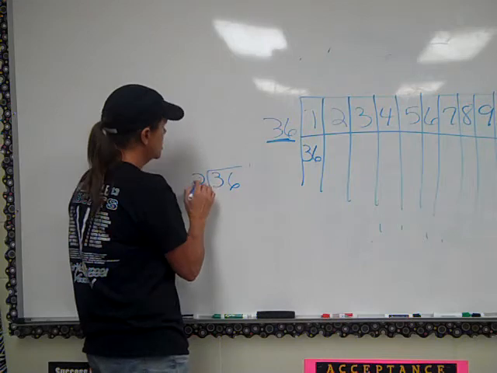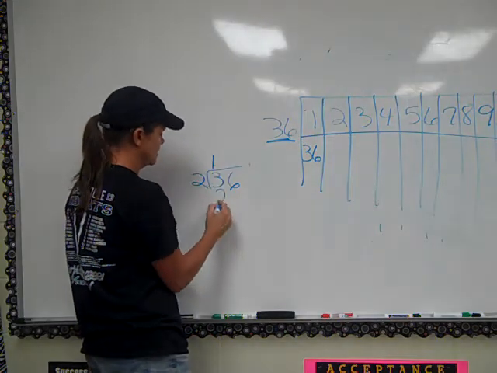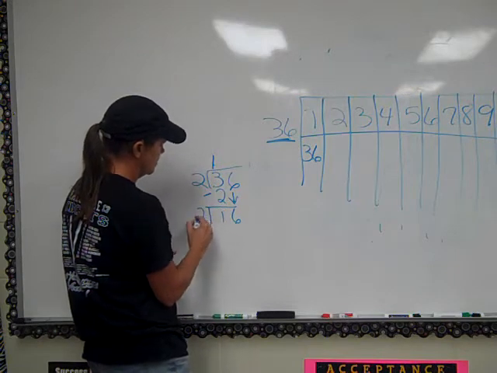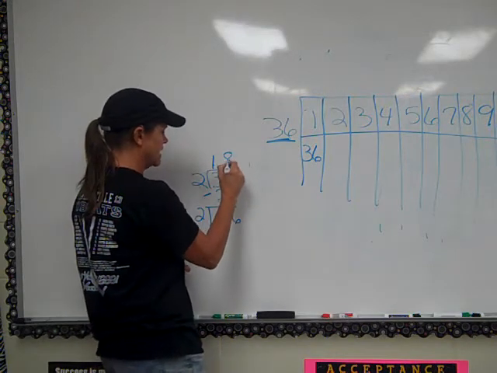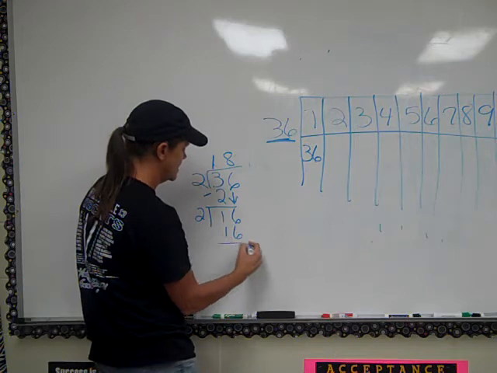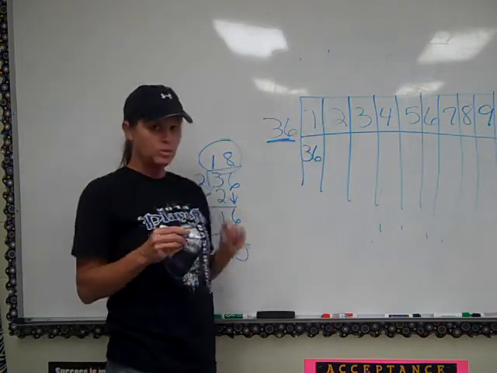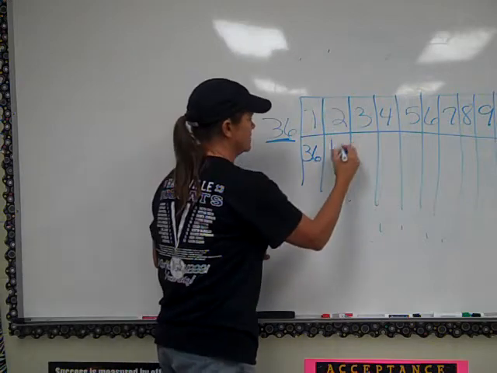36 divided by 2. 2 will go into 3 one time. 1 times 2 is 2. 3 minus 2 is 1. Bring down my 6 and repeat. 2 will go into 16 8 times. 8 times 2 is 16. Subtract, and I have a remainder of 0. So 18 is 2's partner when I'm factoring the number 36.